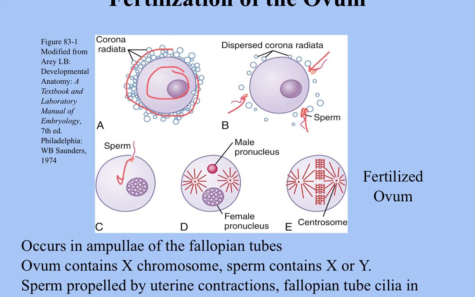And as the sperm gets in, remember the entire sperm gets in. The cell membrane of the sperm breaks apart, and you have what's called the male pronucleus. So the cell membrane becomes like a nuclear membrane. That will combine with the female pronucleus, combining the chromosomes, and that is what we call a fertilized ovum or a zygote.